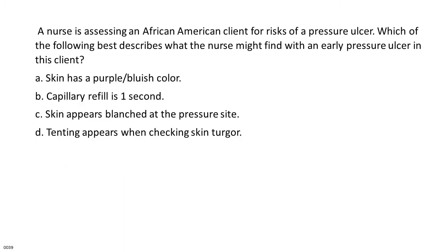A nurse is assessing an African American client for risks of a pressure ulcer. Which of the following best describes what the nurse might find with an early pressure ulcer in this client? A. Skin has a purple, bluish color. B. Capillary refill is 1 second. C. Skin appears blanched at the pressure site. D. Tinting appears when checking skin turgor.